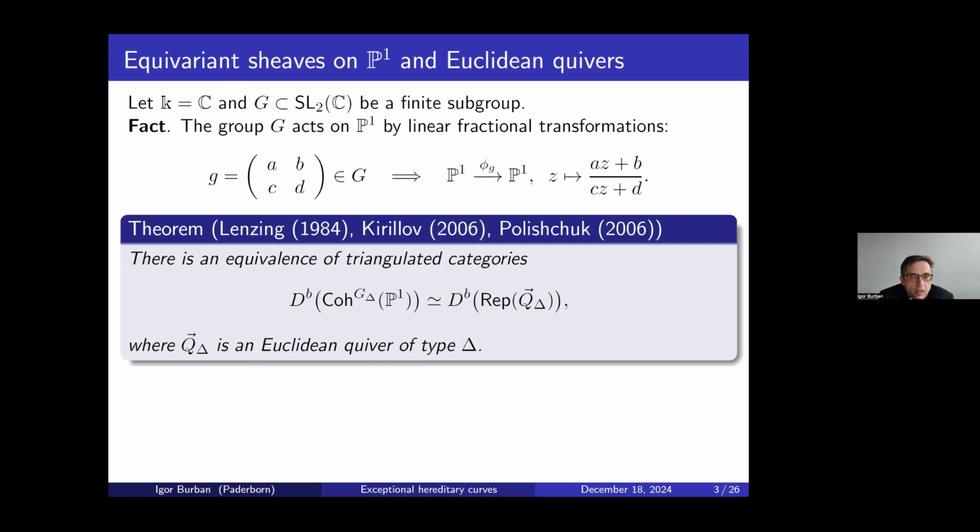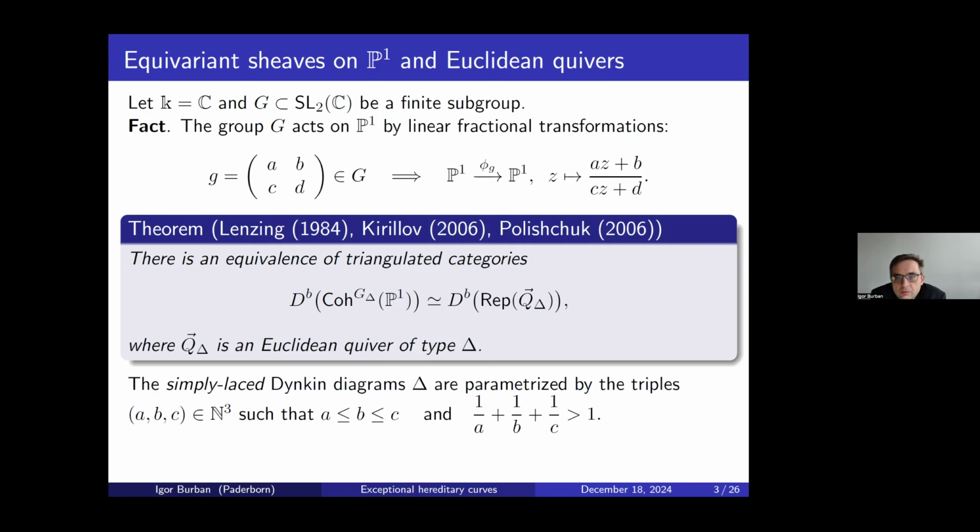So Lenzing shows another way to state this result. In this form, you can find it in the work of Kirillov and slightly more generally in the work of Lenzing. Now let me explain what I mean when I say G is attached to a Dynkin diagram.